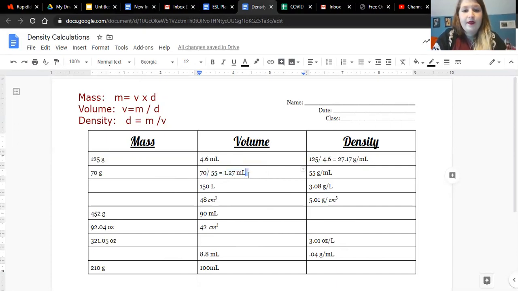And that's it. That's how you do density. Nothing too complicated, nothing too hard.